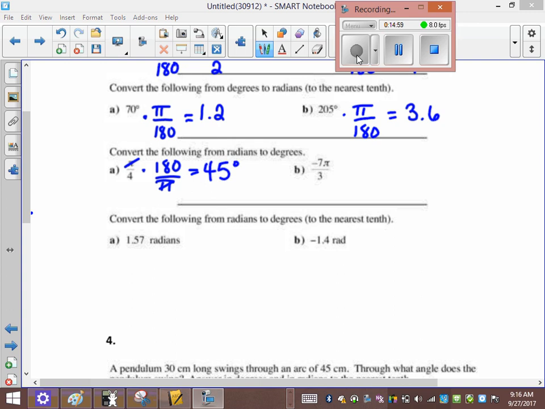You need to have the degree symbol or it is not degrees. It will never be degrees. You'll be wrong. You'd be like, but Mrs. Lepp, I just forgot the little degree symbol. It's huge. A little degree symbol means it's not degrees if you don't have it. So that's a problem.